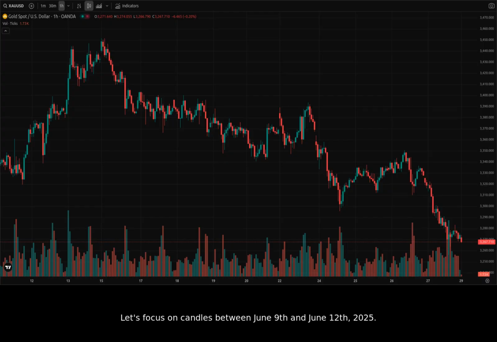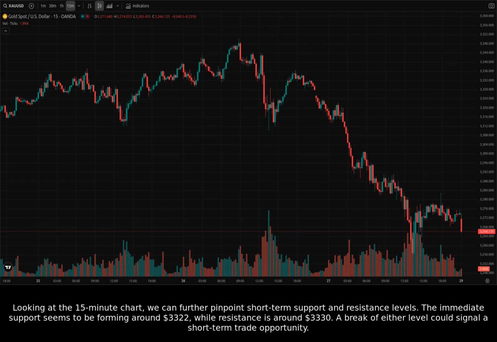Let's focus on candles between June 9th and June 12th, 2025. We can see some areas of support around the $3,320 range and resistance around the $3,370 range. Looking at the 15-minute chart, we can further pinpoint short-term support and resistance levels.